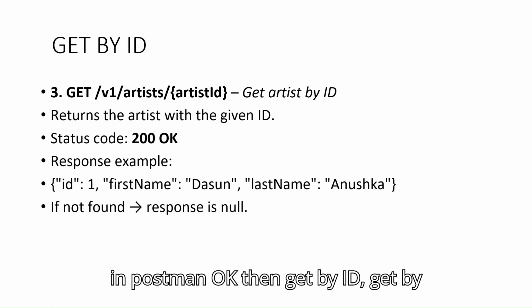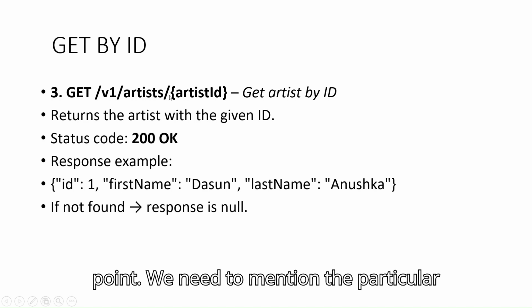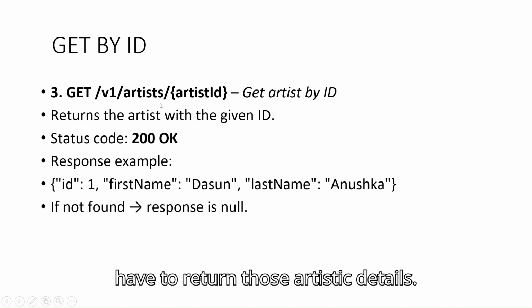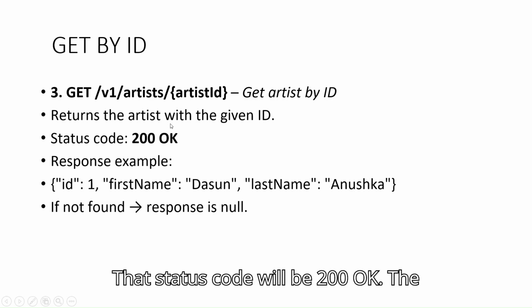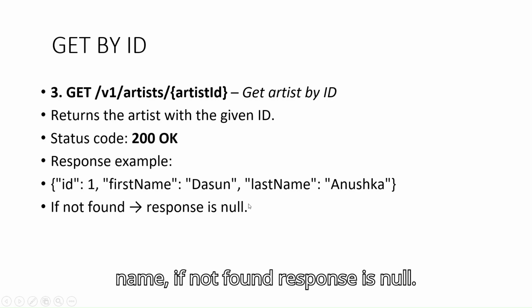Okay, then get by ID. For get by ID, we follow the GET URL endpoint and mention the particular artist ID. Based on that artist ID, we return the artist details. The status code will be 200, and the response is like ID 1, first name, last name. If not found, the response is null.